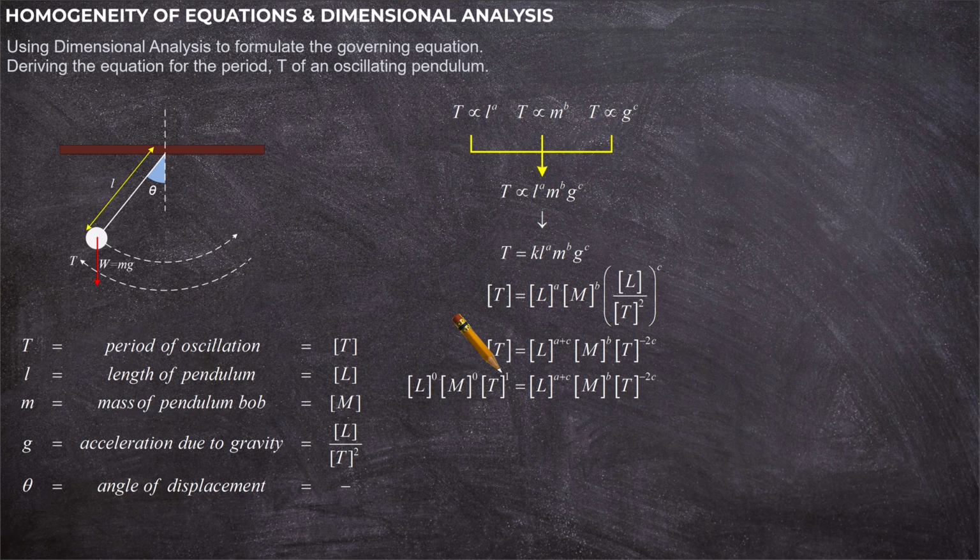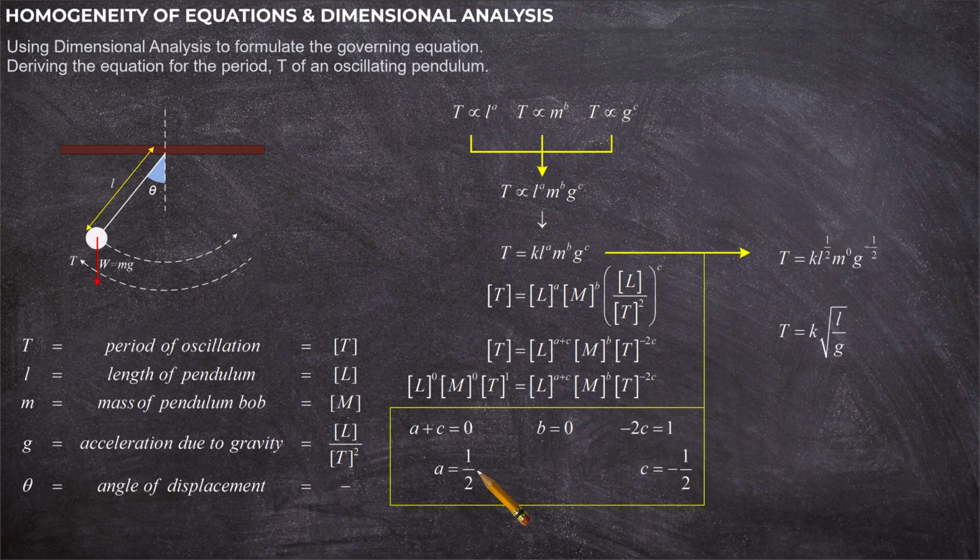Next, derive equations by comparing the dimensions on both sides. From comparing L, we get a plus c equals 0. Comparing M, we get b equals 0. Comparing T, negative 2c equals 1. From this equation, evaluate c and put that value of c into the first one to get a. The three powers are now known. Put the powers into our equation above. Applying the laws of indices once again, we can simplify the equation to T equals k multiplied by the square root of L divided by g.